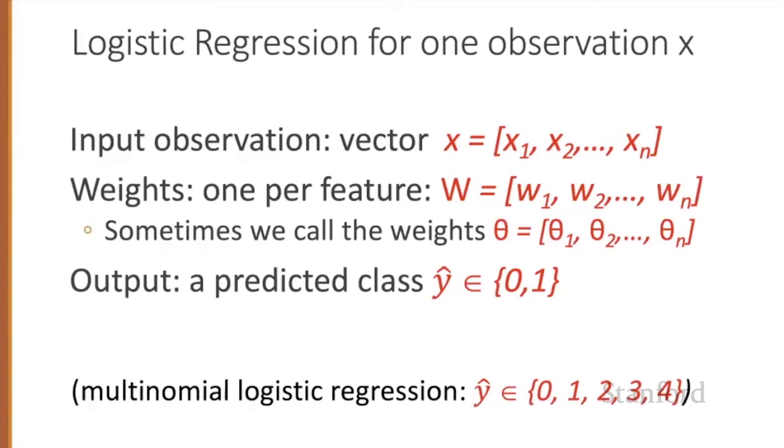So in summary, for logistic regression, we're going to take an input observation. We're going to represent it as a set of features. x will be represented as a set of n features. We'll have a set of n weights, w1 through wn. And sometimes you'll see these weights called thetas, theta 1 through theta n. And sometimes we call the entire set of parameters theta. And we're going to output a predicted class y hat from the set 0, 1. That's binary logistic regression. We'll see later a generalization to multinomial logistic regression where the output could be from some larger set of possible classes, but we'll stick to binary for now.